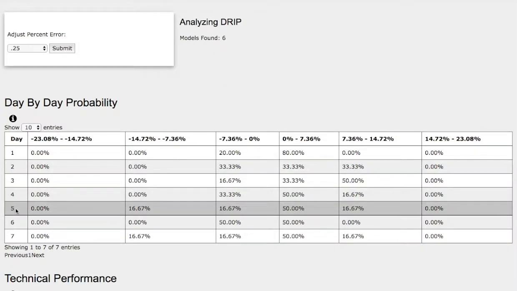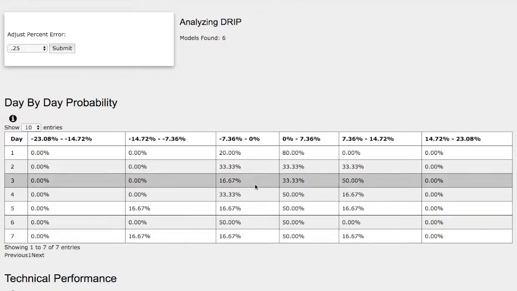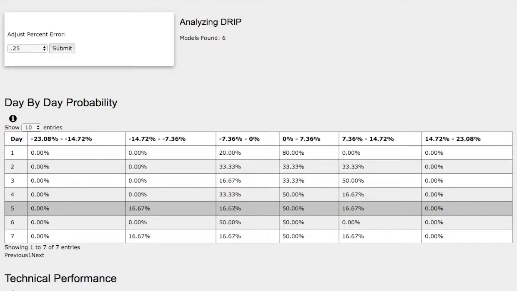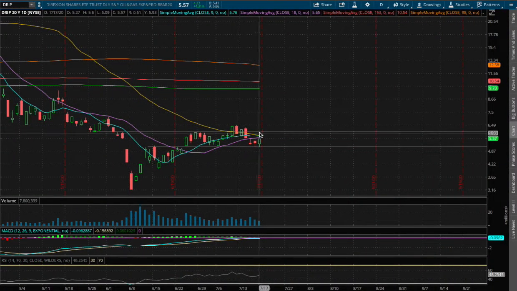If we progress to the 5th day or a week of trading, we have a 50% chance for DRIP to climb higher between 0 to 7%. And in the extreme case, a 17% chance for it to climb between 7% to 15%. And to the downside, we have a 17% chance for it to fall between 0 to negative 7% and a 17% chance for it to fall between negative 7% to negative 15%. So these up 7% and down 7% are our support and resistance gauges.